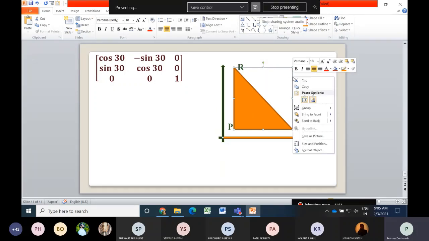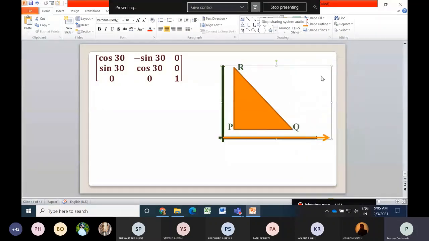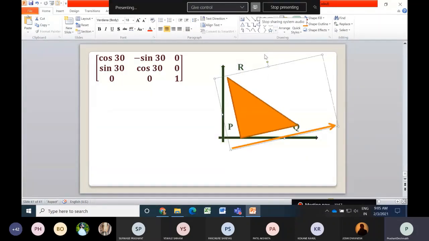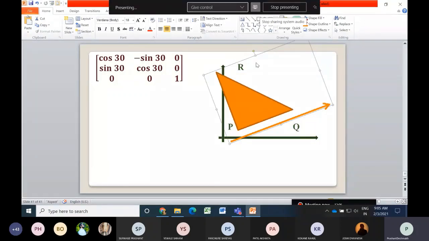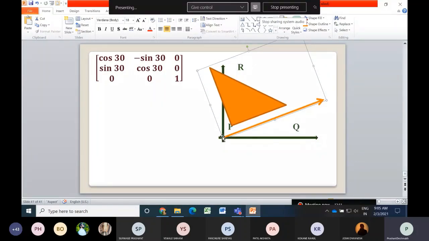We group them, and then we are rotating. This will be your 30 degrees. So this point will remain in this place, and this will be your angle of 30 degrees. We have created one line which is parallel or coincident with the x-axis. So this is making an angle of 30 degrees, so the entire triangle will rotate like this.